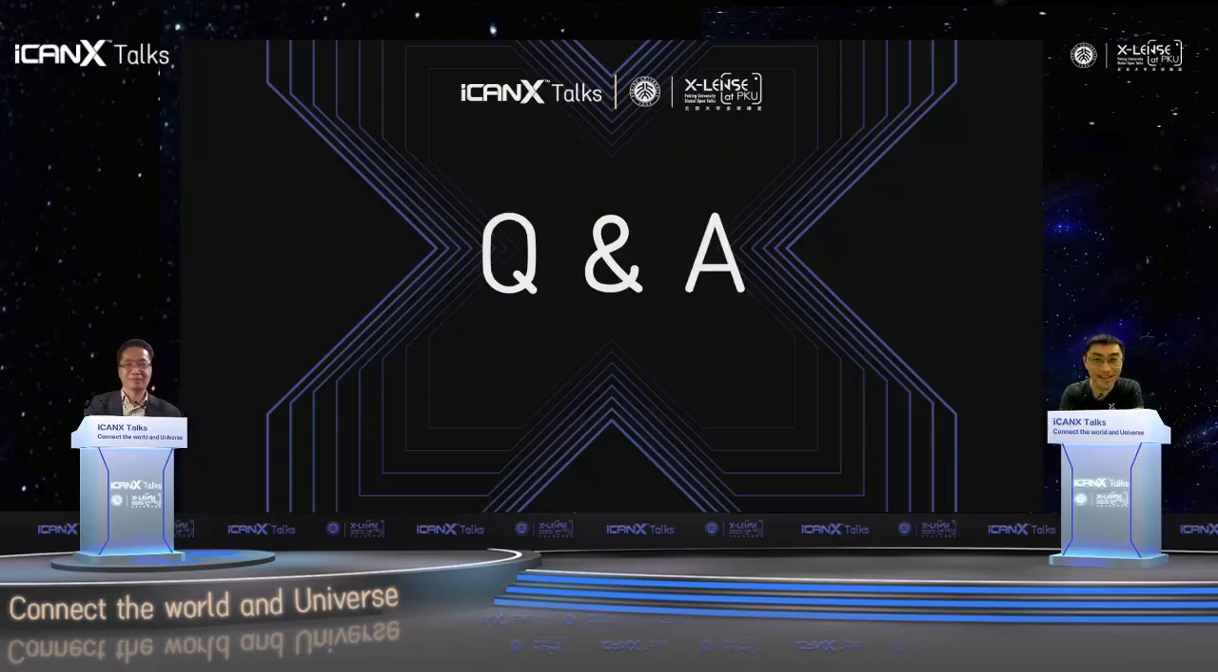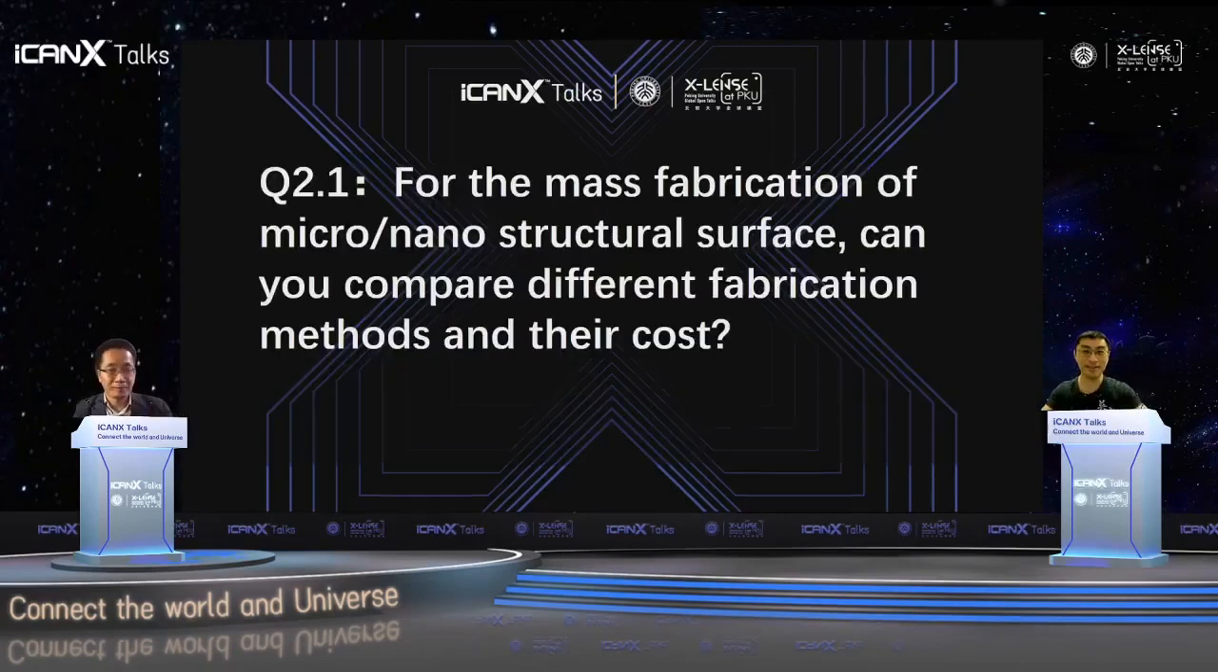All right, thanks, Professor Yang, for the very exciting talk, very interesting. So we indeed have a number of questions. The first question is, for the mass fabrication of micro nano structural surfaces, could you please compare the different fabrication methods and their cost, basically the pros and cons of different ways we make these surfaces?